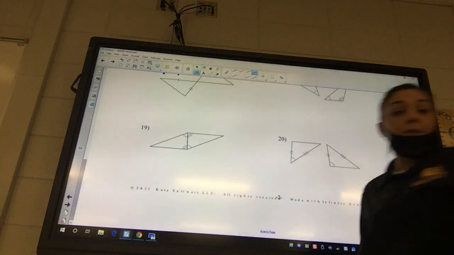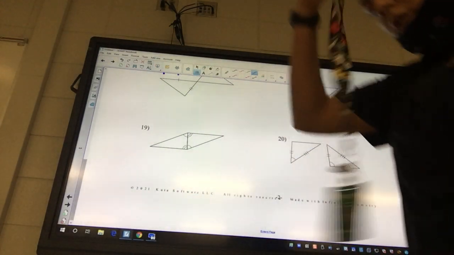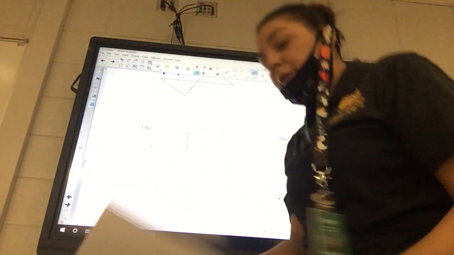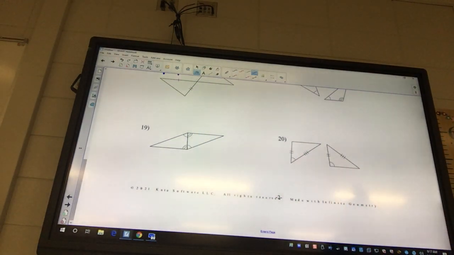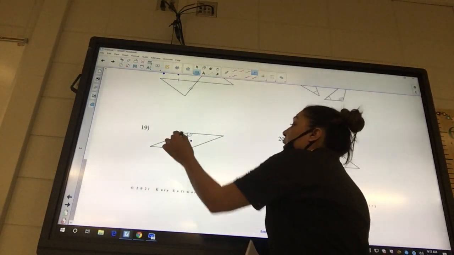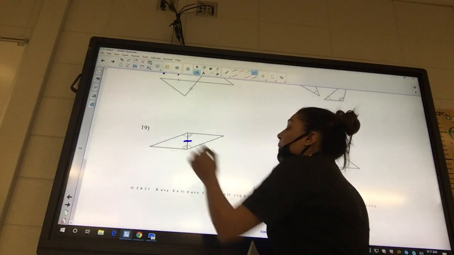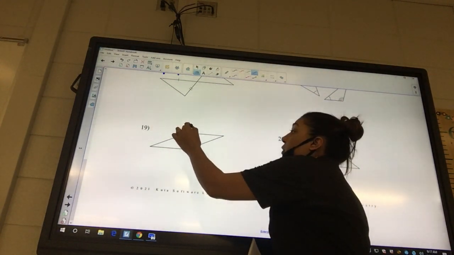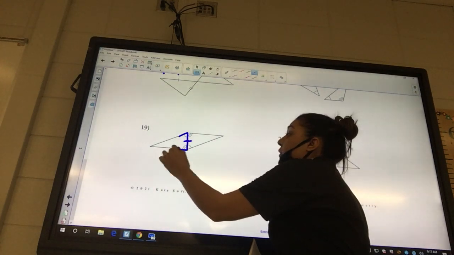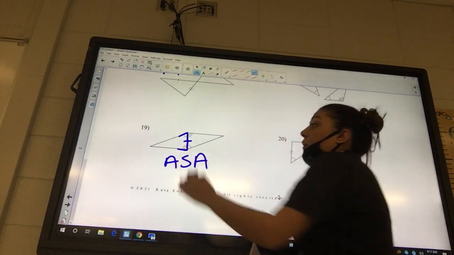Okay, 19. What's marked? The angles are marked, and then we can mark the one in between. Okay, so I got angle, side, angle.